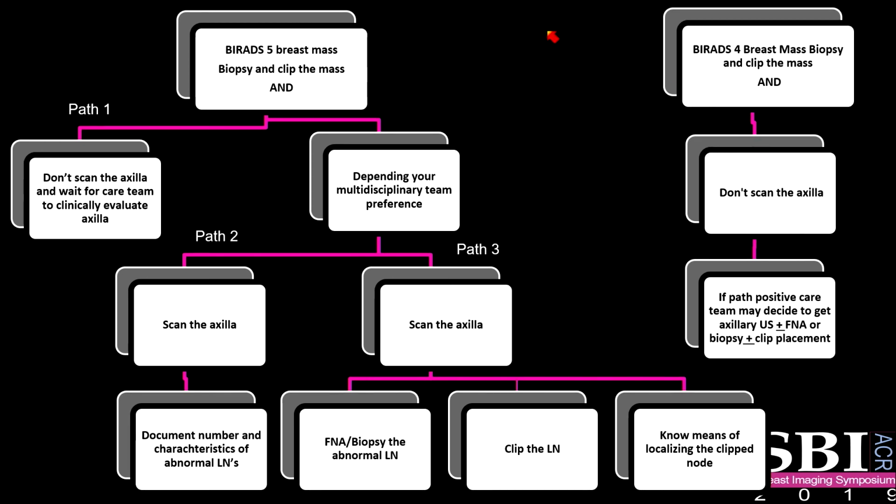So I want to go over this algorithm, which I can leave you with. I don't have a single pathway that you can use; there are different pathways based on how your team decides to treat the axilla. So if you have a BI-RADS 5 breast mass and the only information you have is the size of the mass, obviously go ahead, biopsy, and put a clip in the mass, and then don't scan the axilla and wait for the care team to clinically evaluate the axilla.